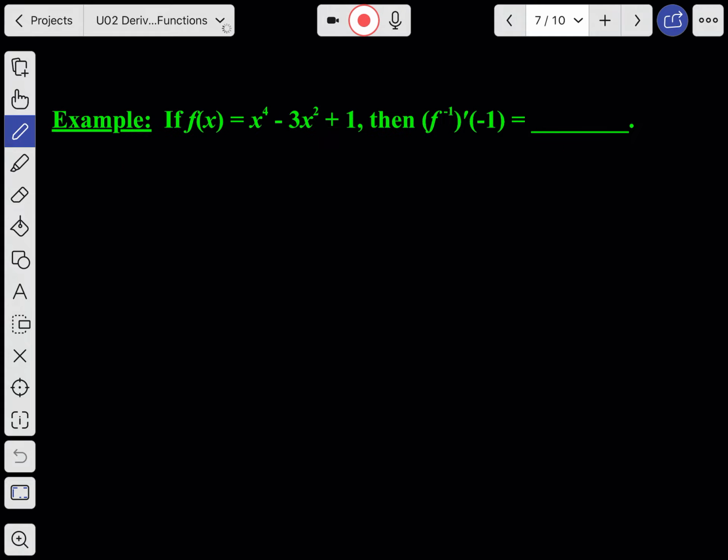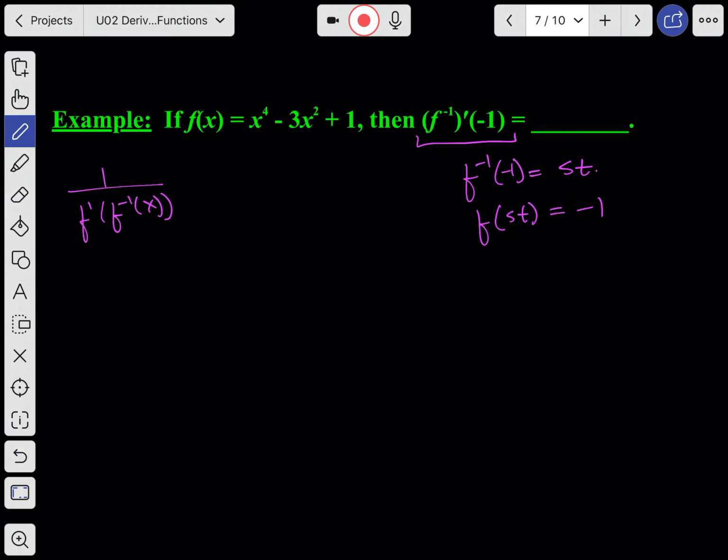Let's try another one. This time we have a 4th degree, no way I'm going to solve for the inverse algebraically. Let's just go ahead and use our formula. So let's write it again: 1 over f prime of f inverse of x. This is what we're solving for, the f inverse prime of -1. So f inverse of -1 is equal to something. f of something is equal to -1. We've got to figure out what that something is.